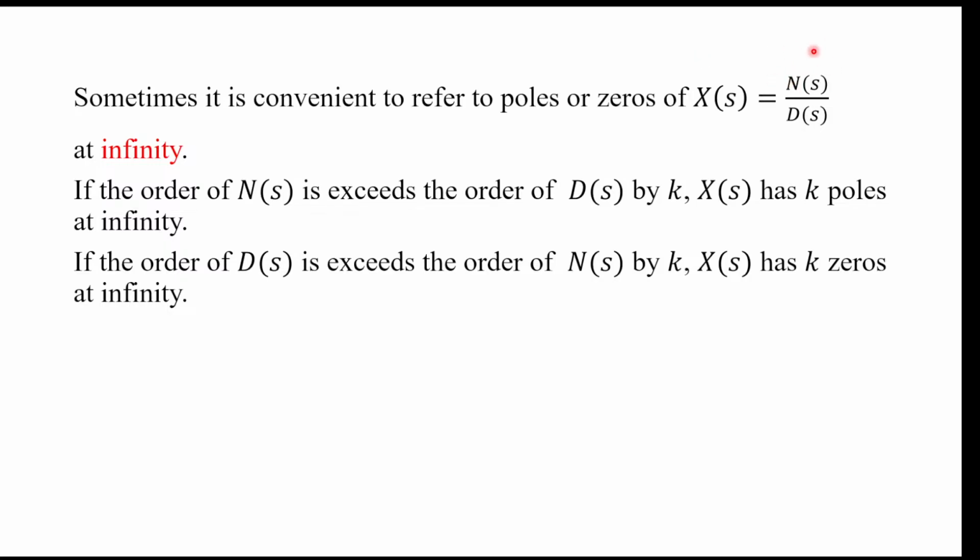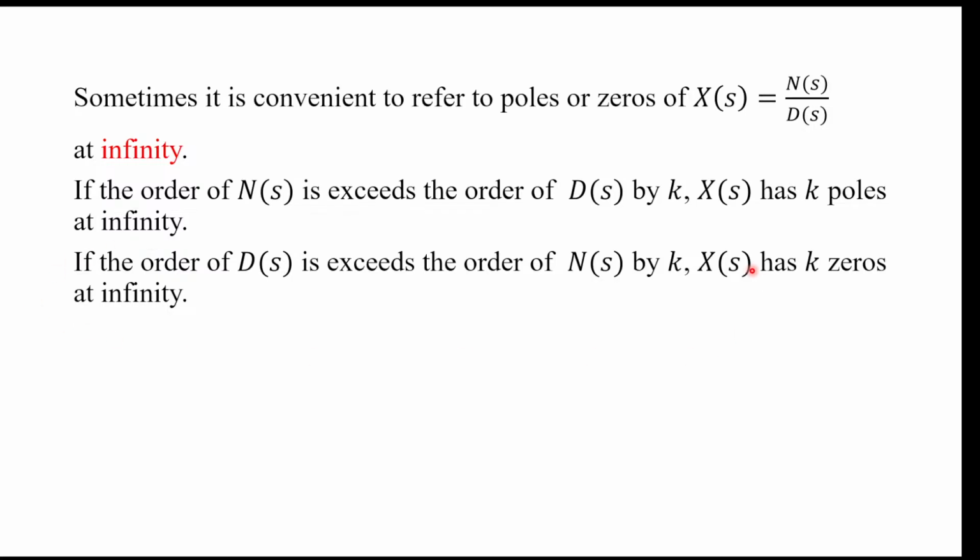If the order of n is more than the order of d, then when s goes to infinity, big X of s also goes to infinity. So we think big X of s has a pole at infinity, and the pole has an order that depends on how many orders n of s exceeds d of s. That number we say is k here.